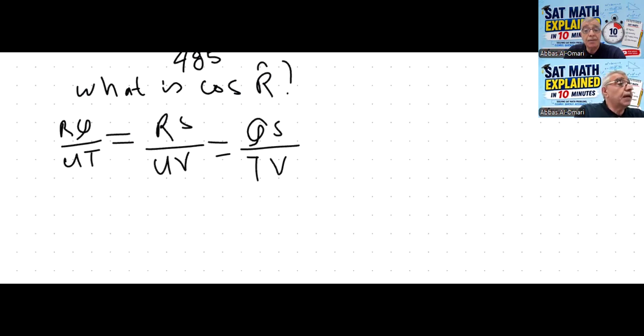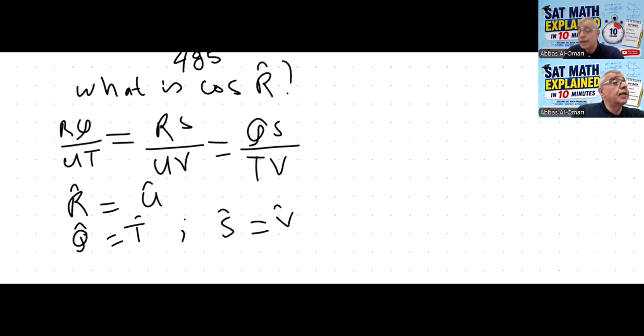So this is similarity. And also similarity implies that angle R equals angle U, and also angle Q equals angle T, and also angle S equals angle V. Okay, I'm just trying to explain similarity. You don't need to do that to solve this question, just to understand what similarity means.